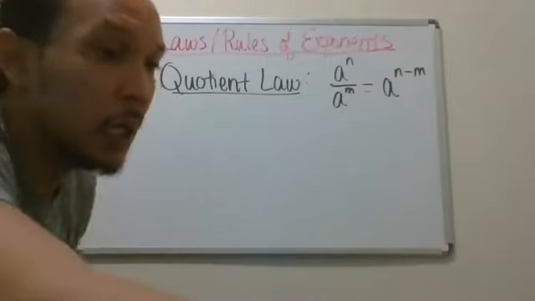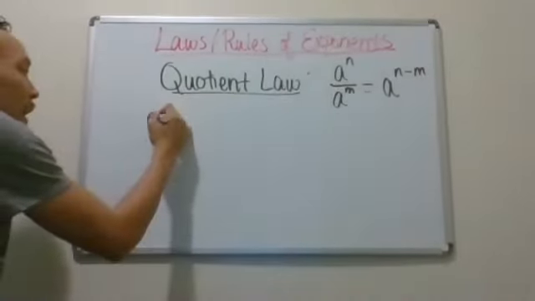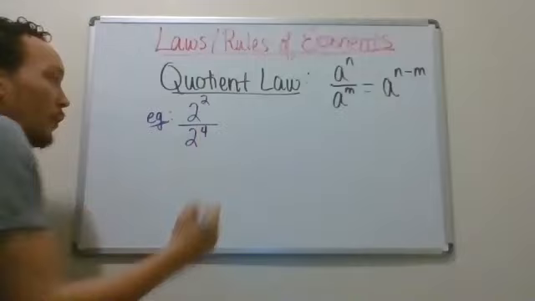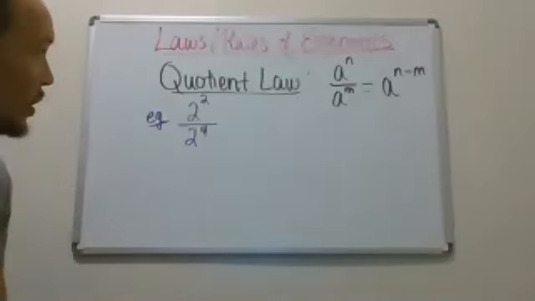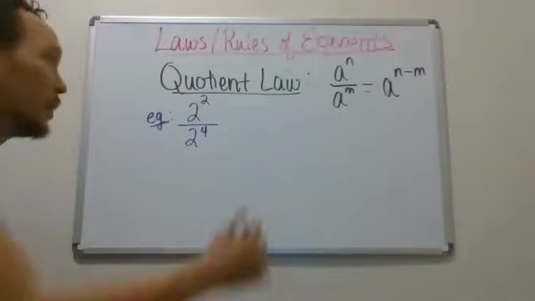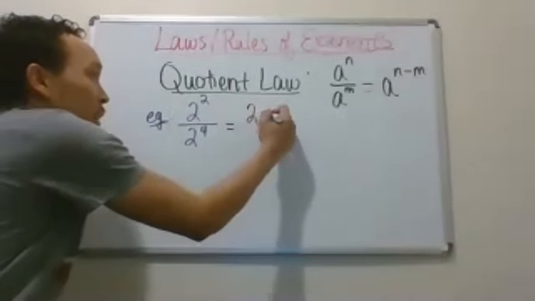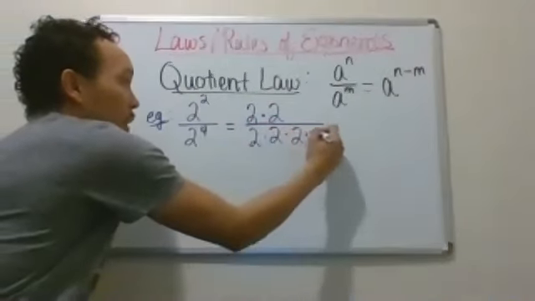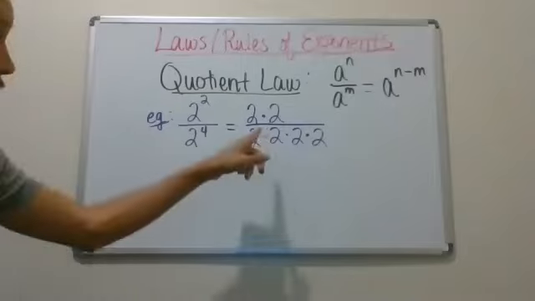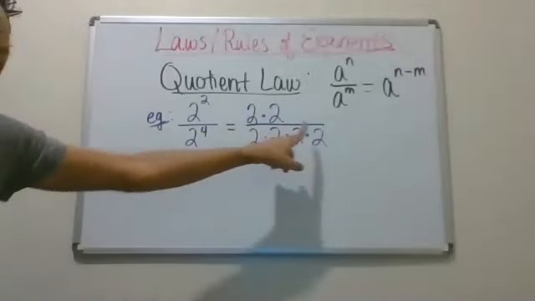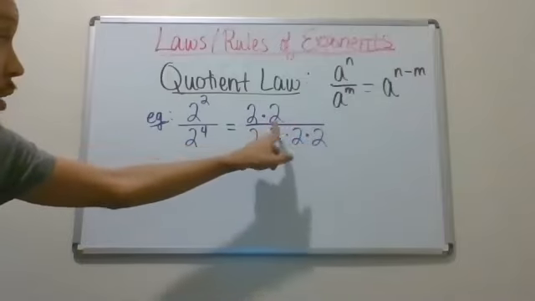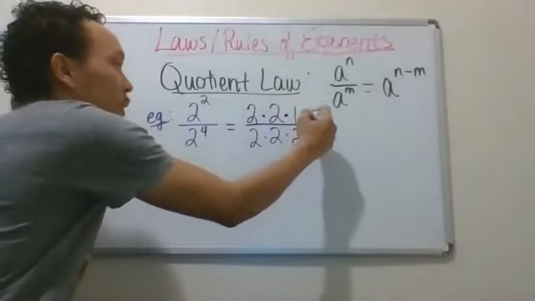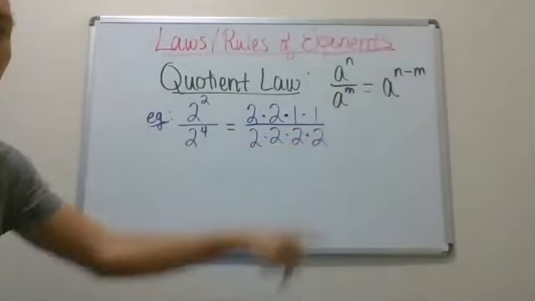All right, so let's look at an example where we have 2 squared being divided by 2 to the 4th power. So what we want to do is expand this out, okay? So this will give me 2 times 2 being divided by 2 times 2 times 2 times 2. So let's make sure we have the same number of numbers being multiplied in the numerator as in the denominator. So let's just add this times 1, because any number times 1 is just going to give you itself.